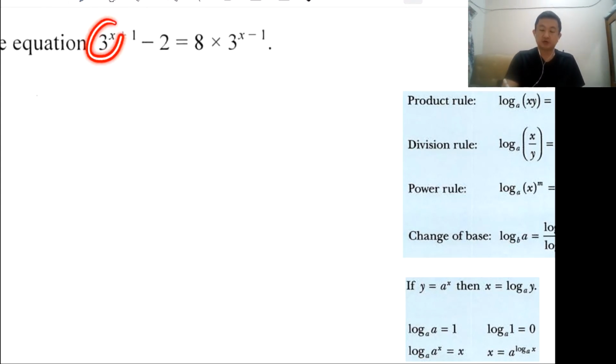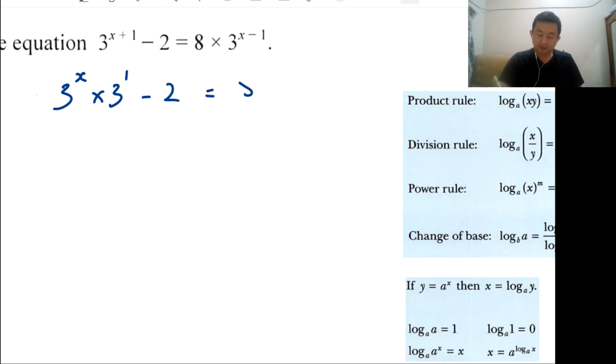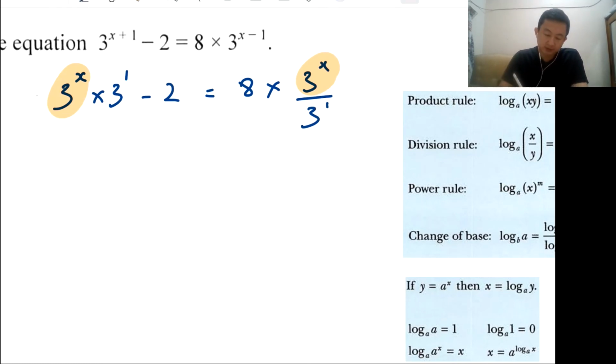3 to the power of x is the same base and same power, so it should be quite easy. 3 to the power of x times 3 to the power of 1 minus 2 equals 8 times 3 to the power of x divided by 3 to the power of 1. Let's collect the like terms first, maybe. Because as you can see, 3 to the power of x is on both sides. So we have to bring it to the same side. Okay, so this is how I write 3 to the power of x bracket 3 minus 2.